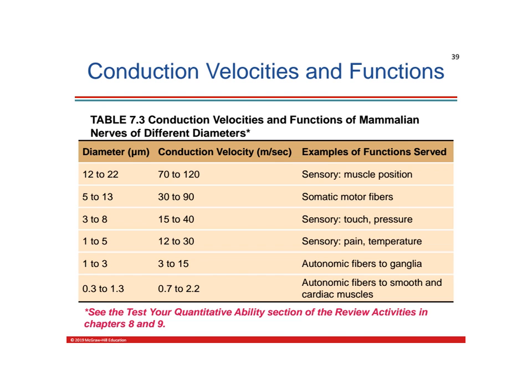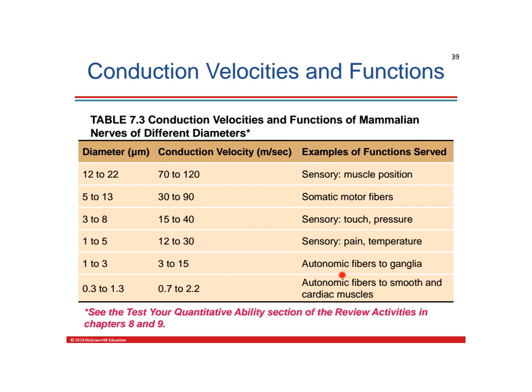So I'm going to end this video on this table from your book. It just gives you some idea of why you might have different conduction velocities. So, for example, you have sensory neurons that detect muscle position. They might have a very large conduction velocity of 70 to 120 meters per second. Somatic motor fibers, these are motor fibers that go to skeletal muscle. They'll be relatively fast, 30 to 90 meters per second. Sensory neurons that respond to touch and pressure might have a conduction velocity of 15 to 40 meters per second. Sensory neurons that respond to pain and temperature might be 12 to 30 meters per second.